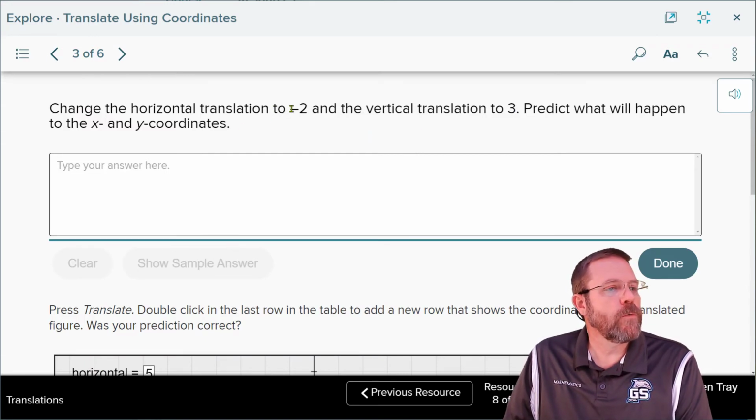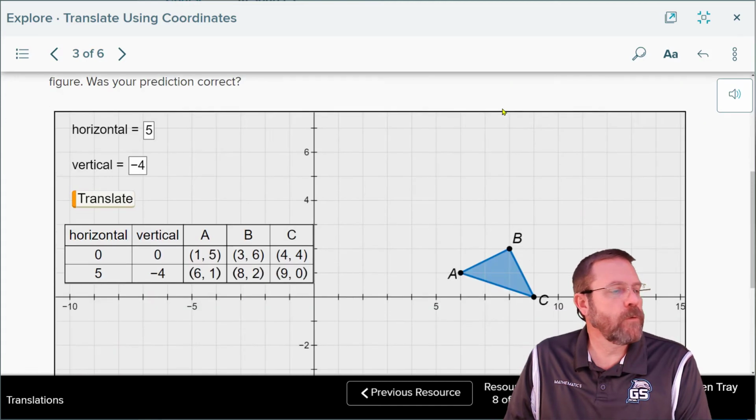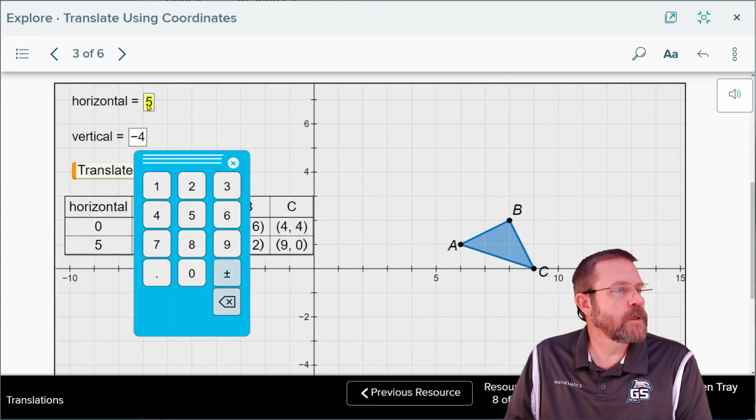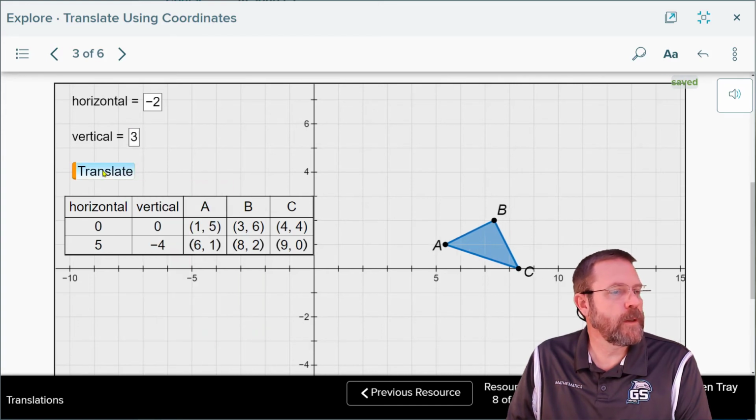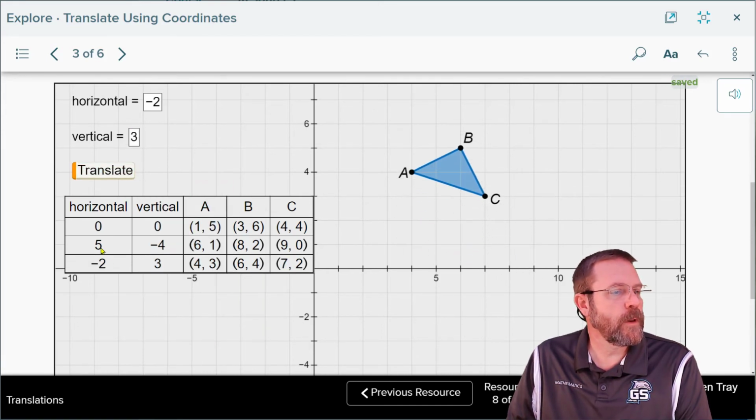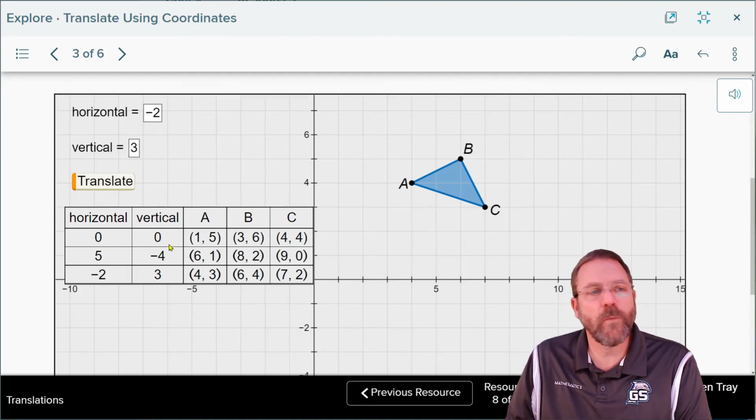Now we're going to do a horizontal of -2 and a vertical of 3. So we're going to take and change this one to a negative 2, and this one to a 3. And we're going to translate it again. And we're going to double click on the line, and now you can see where you have the -2, 3, you have the 5, -4. The first one is where you're going with X. The second one is where you're going on your Y axis.